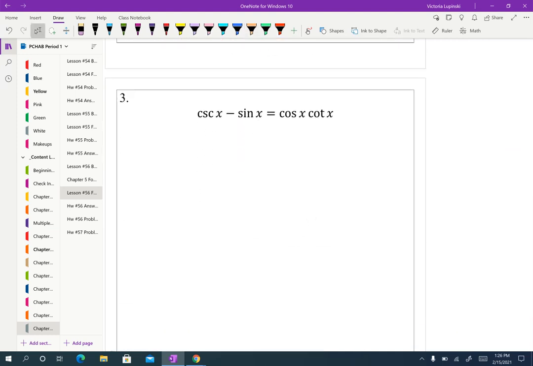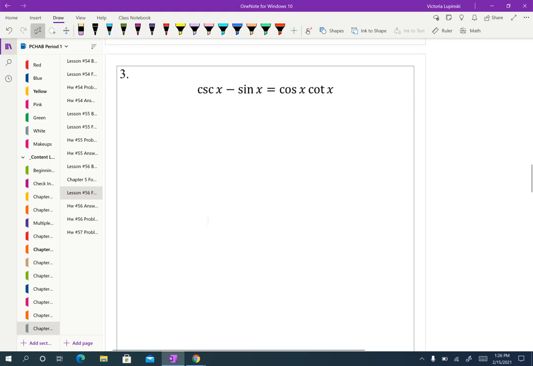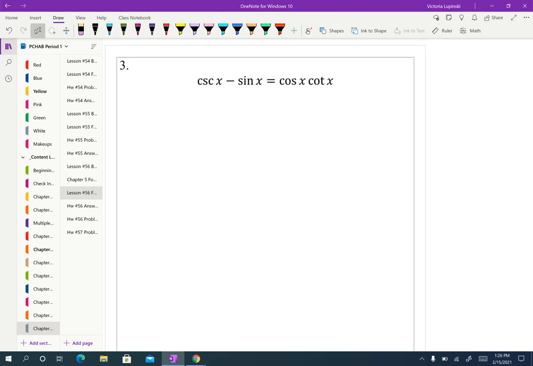So here in number 3, you're trying to prove that the cosecant minus the sine is equal to the cosine times the cotangent. And just to be clear, this is true. So if you were to pick an x like pi over 6 or 45 degrees, and you were to calculate the cosecant of that angle, and you were to subtract the sine of that angle, it will absolutely be equal to the cosine of that angle times the cotangent.